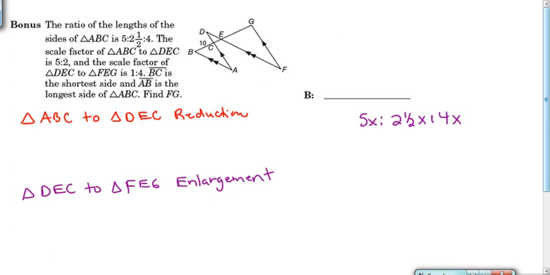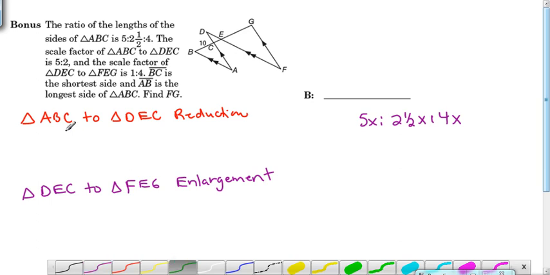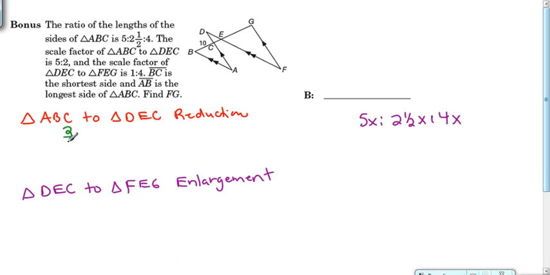Okay, for the bonus question, the ratio of the lengths of the sides of triangle ABC is 5 to 2.5 to 4, which is also equivalent to 5x to 2.5x to 4x. The scale factor of triangle ABC to triangle DEC is 5 to 2. Okay, that means it's a reduction, so I'm going from 5 down to 2. So if I want my scale factor on a reduction, I would have to write it as 2/5. So every side length of triangle ABC can be multiplied by 2/5 to get every side length on DEC.